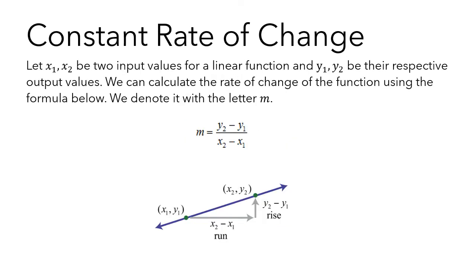So let x1 and x2 be any two input values for a linear function, and y1, y2 be their respective output values. We can actually calculate the rate of change, that constant rate of change, by using this formula, and we denote it with the letter m. So m equals y2 minus y1 divided by x2 minus x1. In general, you're taking the change in the output values and dividing it by the change in the input values, and that's giving you a constant rate.